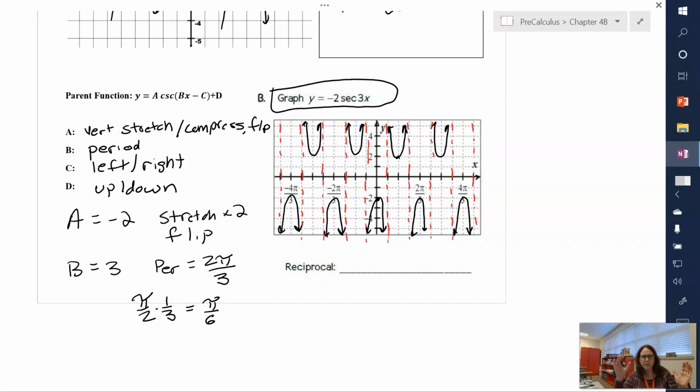And I want you to notice how when we change the period to 3x, it squeezed everything in. So now we got way more cycles of this graph fitting on our grid. And the reciprocal is going to be, instead of secant, it's going to be cosine, and it's a negative. And this had been multiplied by 2, so it's going to be a divide by 2. So I'm going to get a -1/2 cosine of x is my reciprocal.